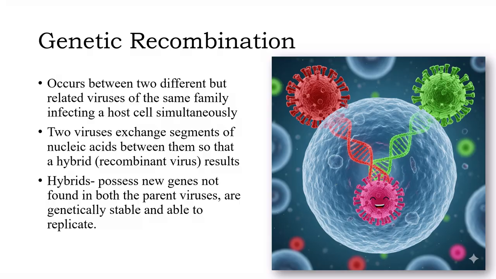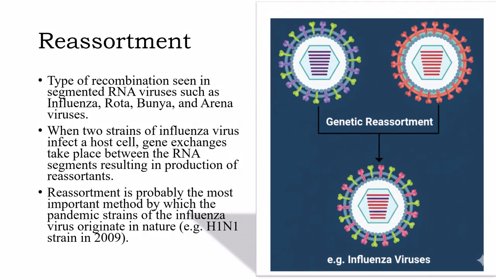The next one is reassortment, when there is the same virus of two different strains. For example, we'll take up the influenza virus. When two different types of the influenza virus attack at the same time, there will be a reassortment, and this is most probably one of the reasons how pandemic strains are formed and spread in a human population.